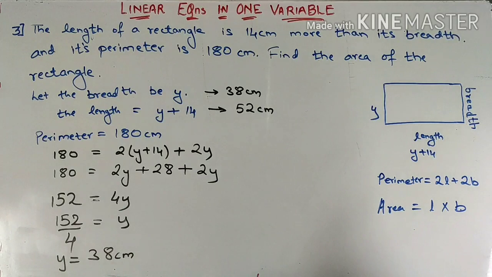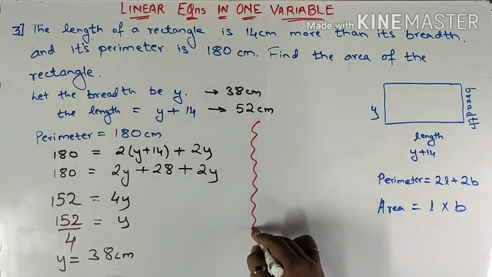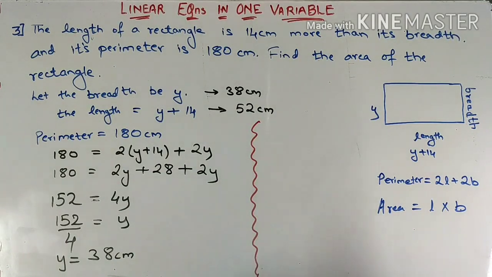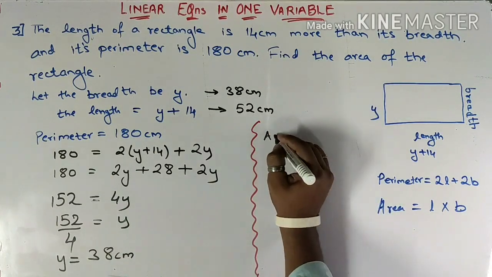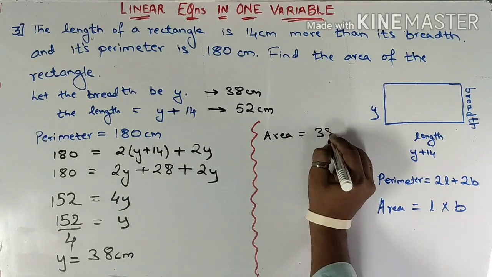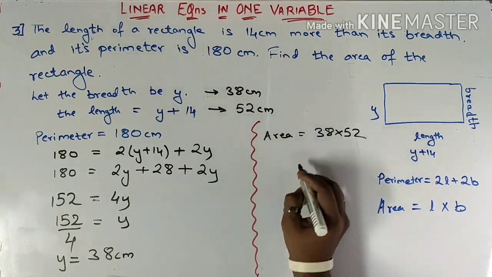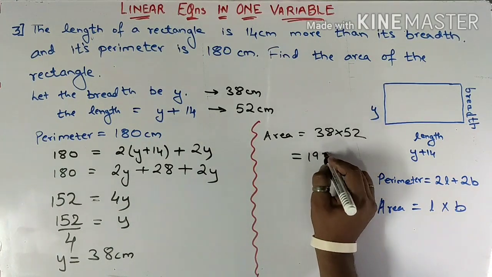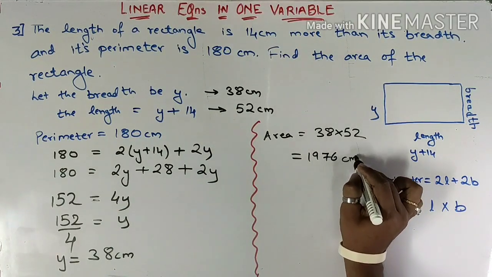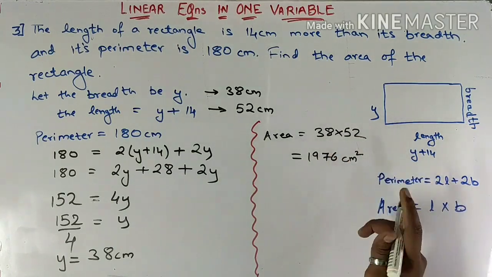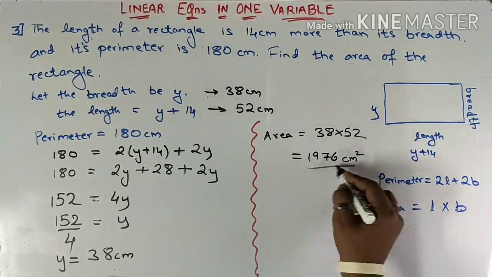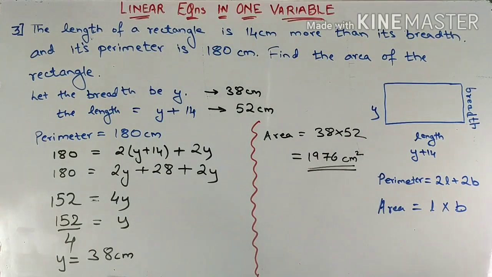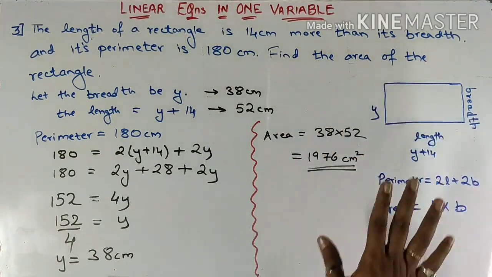Okay, area is given by the formula length into breadth. So area is equal to 38 into 52, which is nothing but 1976 centimeter square, because 38 centimeter multiplied by 52 centimeter, the unit of area will be centimeter square. So 1976 centimeter square. Anything else remaining to be found out?